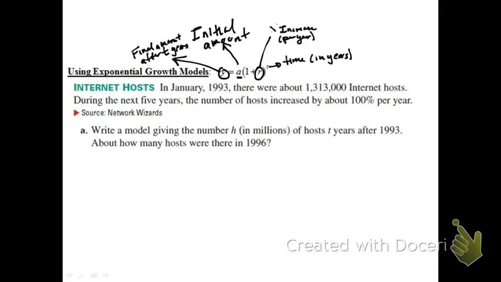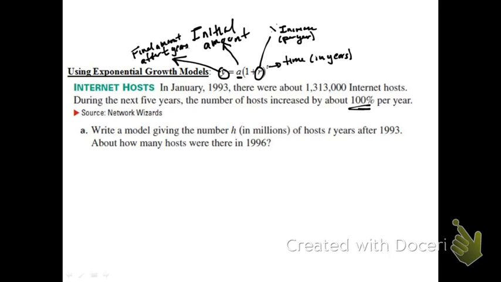It says internet hosts. In January of 1993, there are about 1,313,000 internet hosts. During the next 5 years, the number of hosts increased by about 100% per year. A. Write a model giving the number h in millions of hosts t years after 1993. And then about how many hosts were there in 1996?